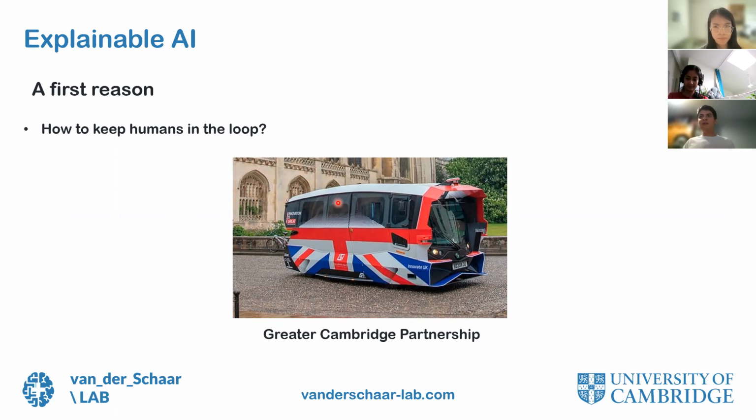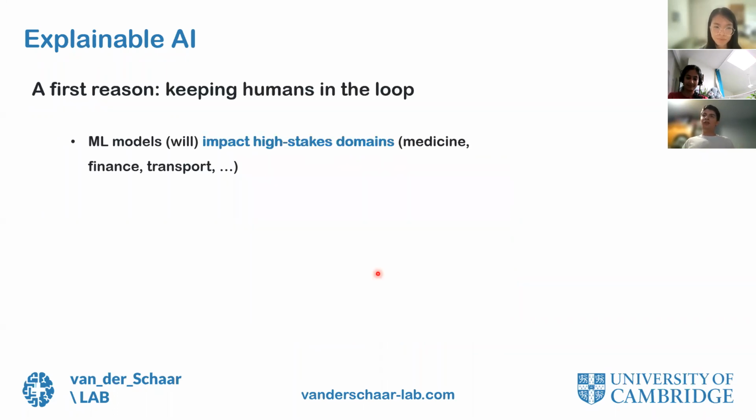Here I've included an example from Cambridge, where trials are made with self-driving buses. Of course, this is one example, but you can have many of them. So even though this premise of machine learning models impacting high-stake domains is very exciting, we have to remain cautious with that.